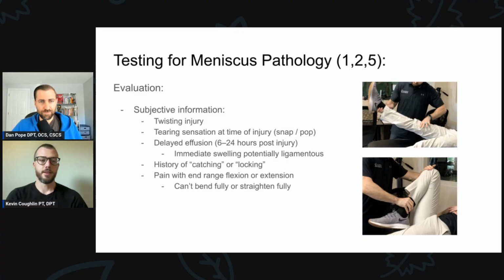All right. Now getting into testing for meniscus pathology. And we have some great images here from Dan Pope.